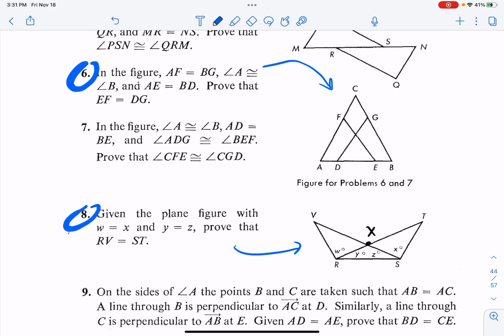Hi there. People were working on these two proofs in class today. Today is Friday the 18th. And although I saw some good steps, we didn't really go over them as a group. So I just wanted to share my proofs.